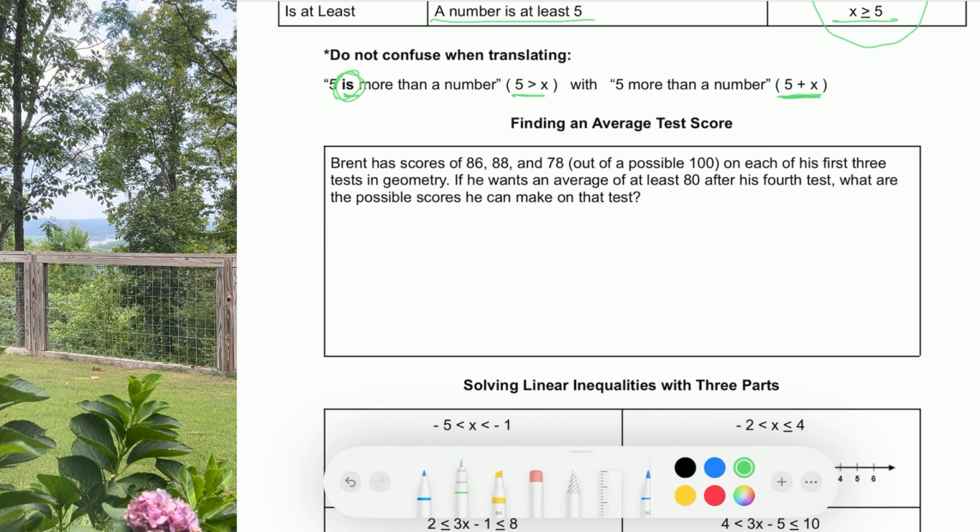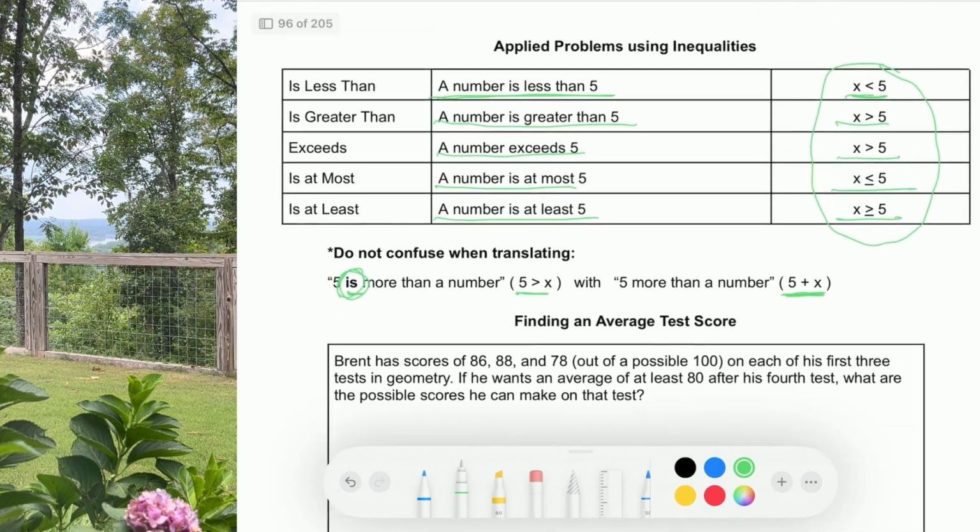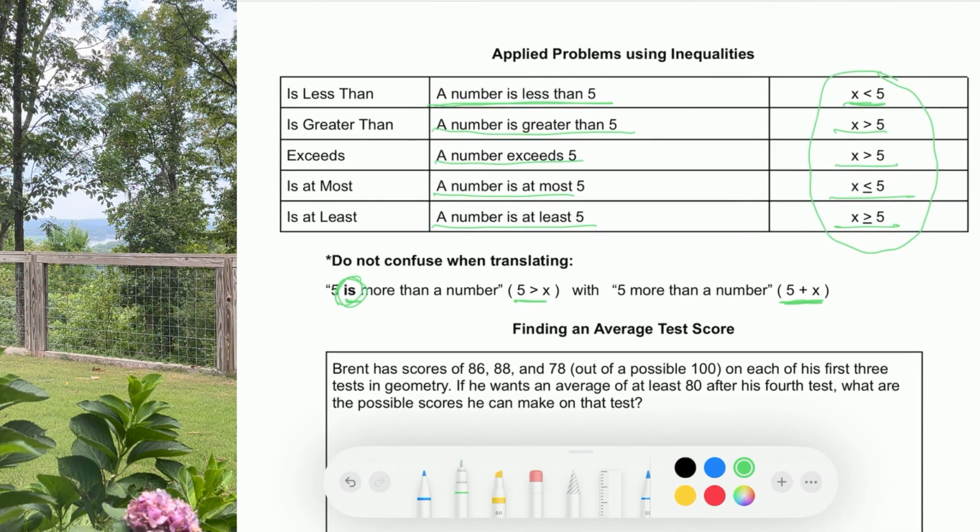That's how you know whether or not you're going to use an inequality in these type of problems, or just saying 5 plus something, okay? So let's look back up here because I want to point that out. I had a number is less than 5, and then we wrote it as x less than 5. A number is greater than 5, so that's our x is greater than 5. A number exceeds 5, that means greater than. It's larger than 5. It goes past it. That's why I have x greater than 5.